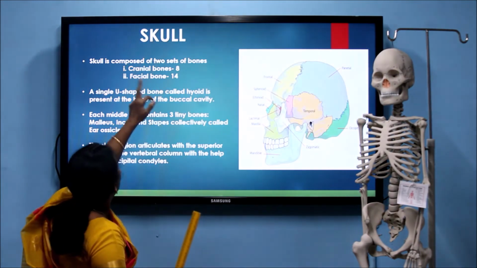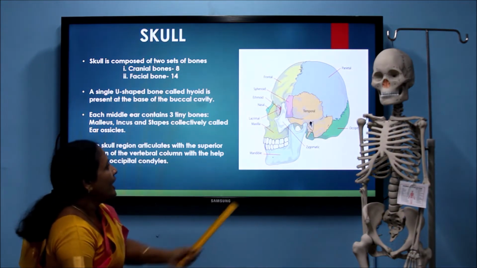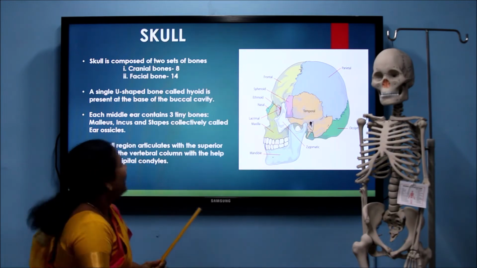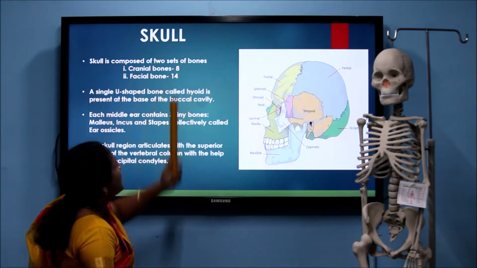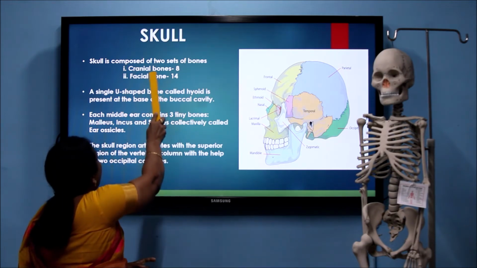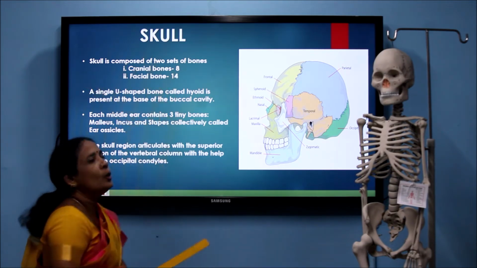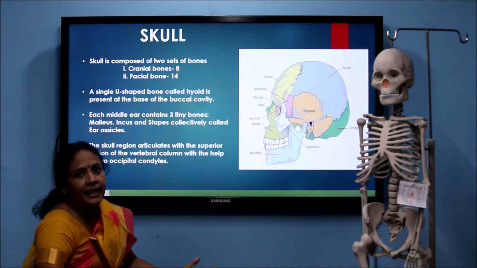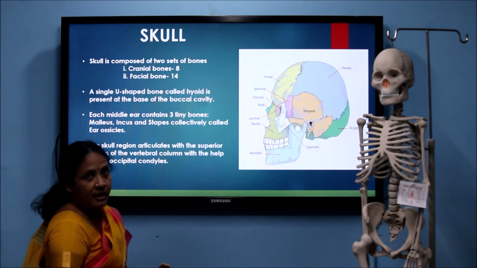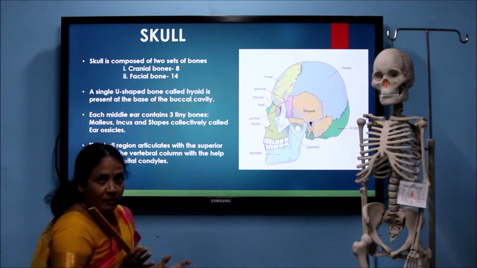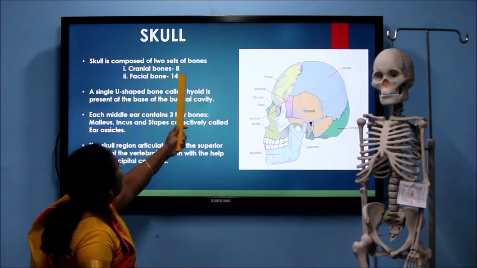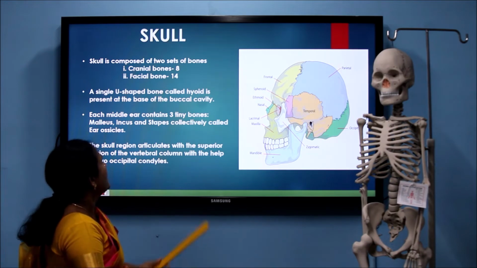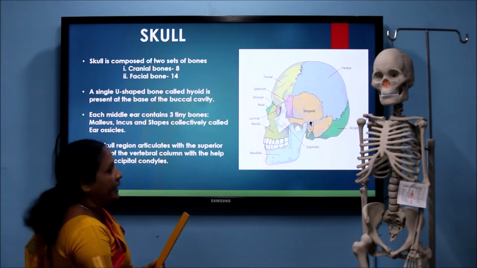Now we will see about the skull. Can you see the skull? The skull is composed of two sets of bones: the cranial bones and the facial bones. Cranial bones are the bones which cover the brain. They are flat and immovable bones. The number of cranial bones is 8. Next is the facial bones. The number of facial bones is 14.